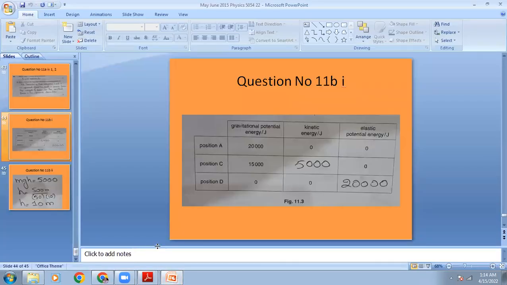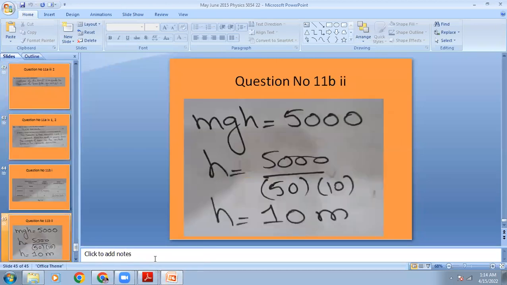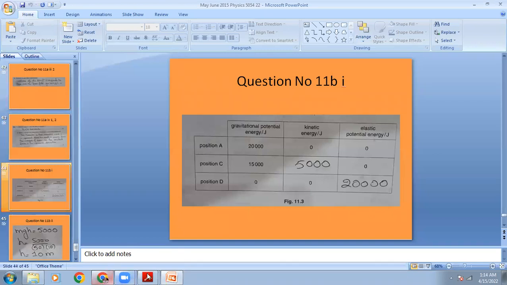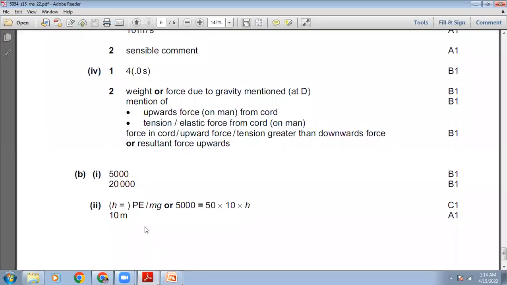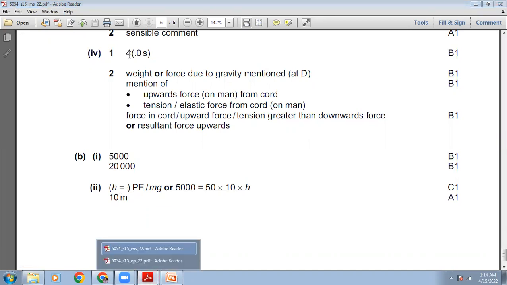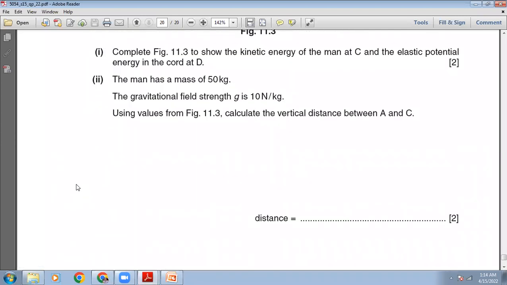Our answer was 4 seconds. Yeah, the answer is right. So the marking scheme is showing up on your screen. You can pause the video and take your time to read this marking scheme.